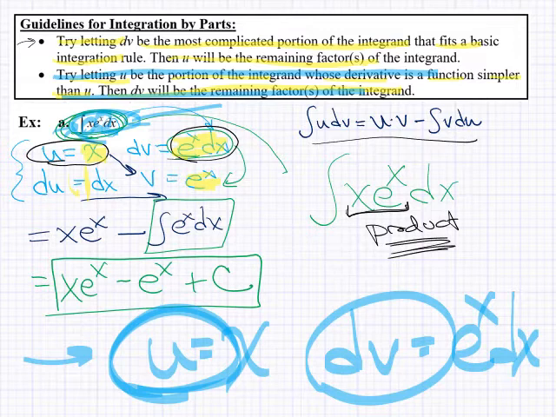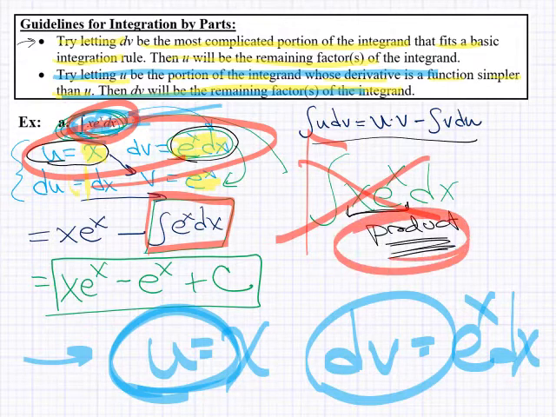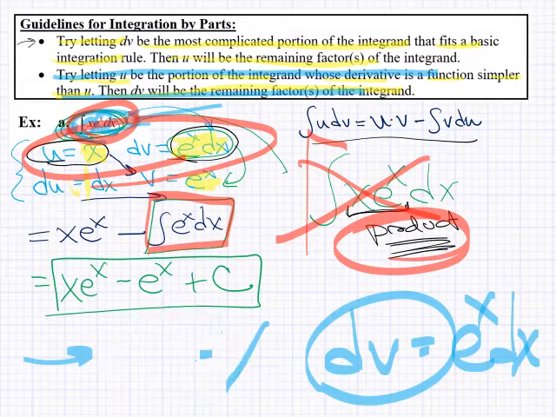You'll pick the wrong u and the wrong dv, and you'll see that the second integral you have to now do is worse than the first integral, in which case you know I probably picked the wrong u's and dv's. Let me try and switch it up. Or maybe you go, well, integration by parts is not even an option for this problem. Because remember, not every product is going to be done using integration by parts. This is the trick of integration.